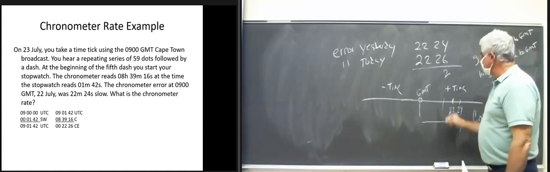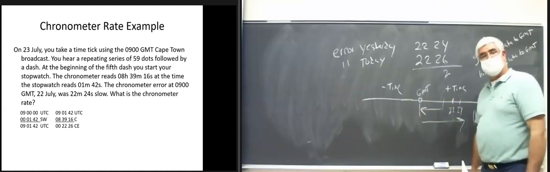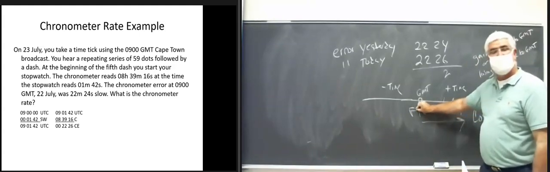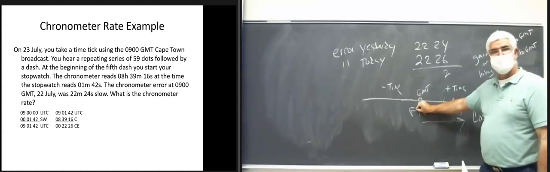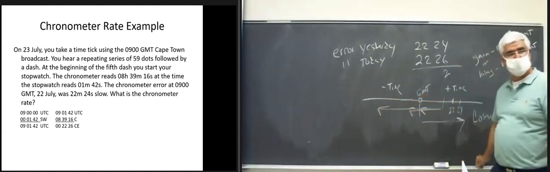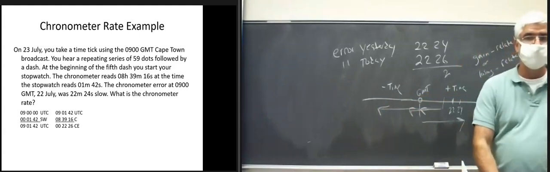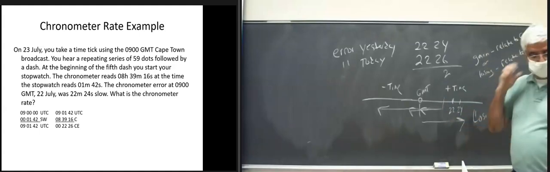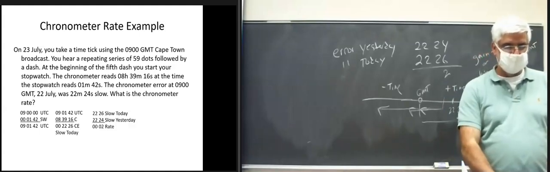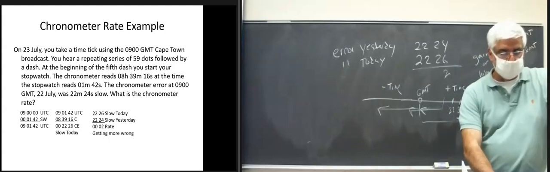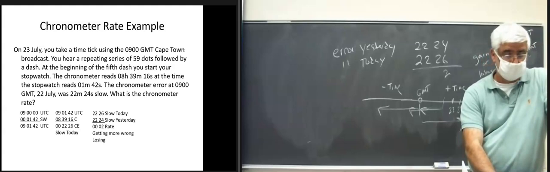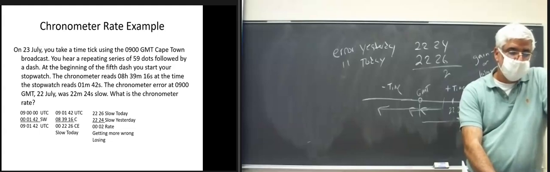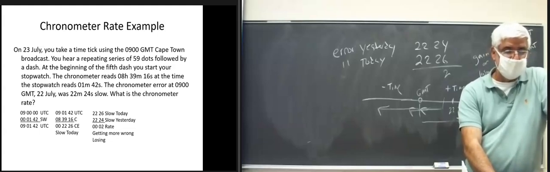If it was less than, it would be gaining because now I'm heading in the direction of GMT. What happens when I cross GMT and I'm gaining? What happens? How about here? Now I'm losing because now I'm going to the other side. So you'd be losing for this problem. I'm losing on this problem. Slow today, slower than yesterday, rate getting more wrong, losing. As you get more wrong, you're losing. All right, that one's done.